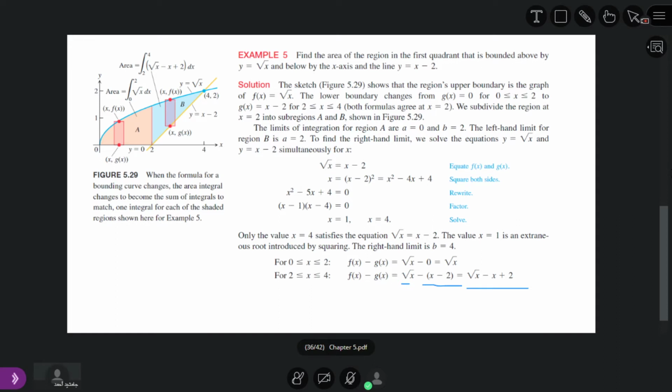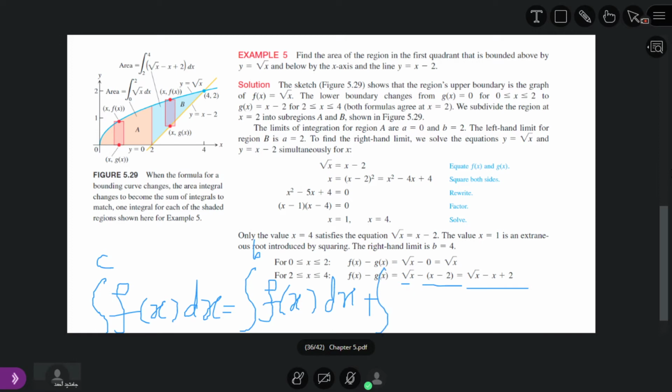What is the additivity property of the definite integral? We have studied that the integral from a to c of f of x dx is equal to the integral from a to b of f of x dx plus the integral from b to c of f of x dx. This is the additivity property.